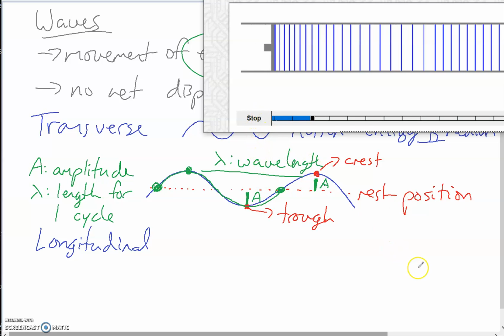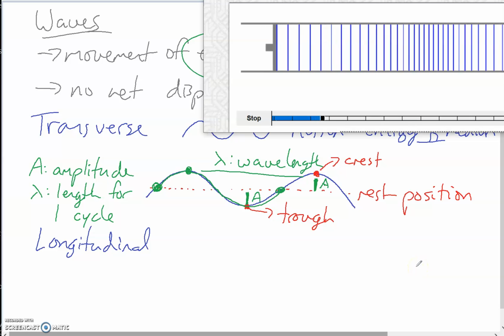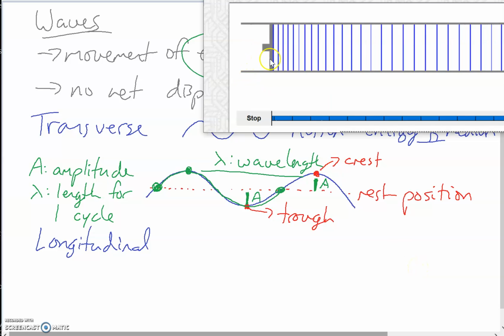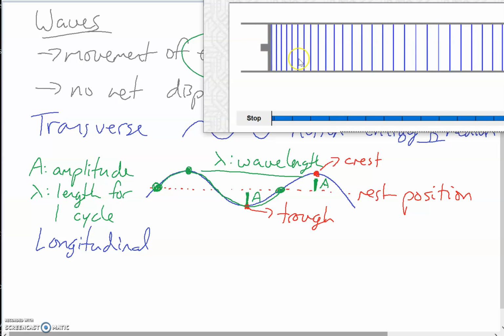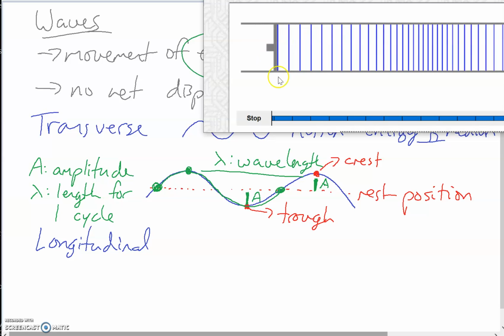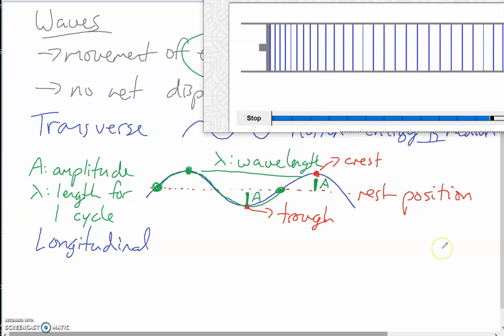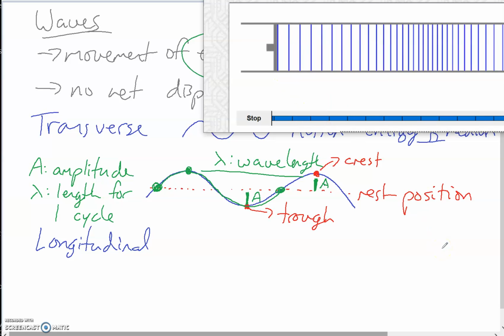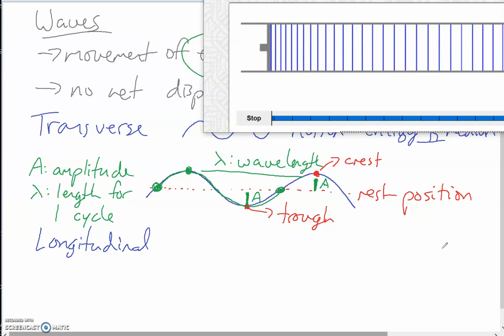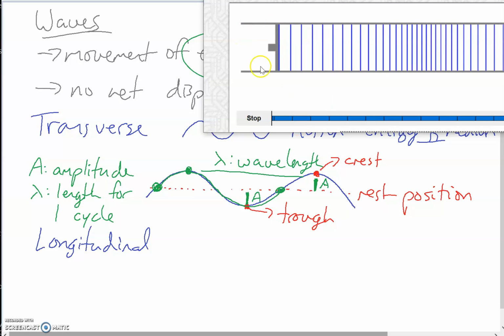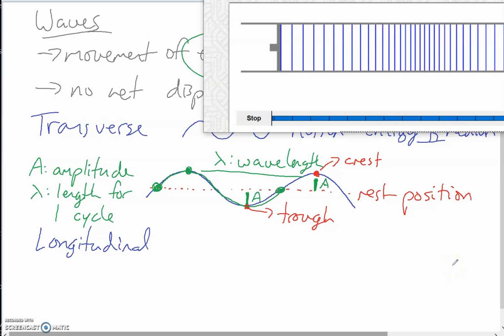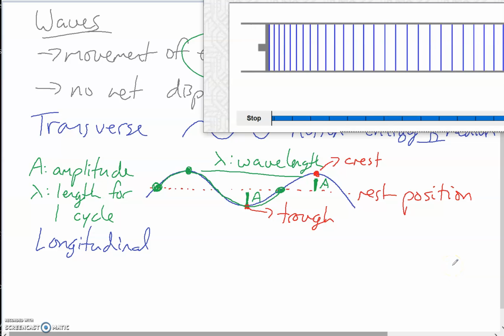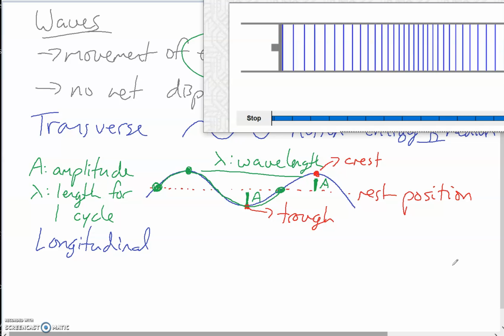There we go. So this is a longitudinal wave, where this thing goes back and forth, and it pushes the material forward and squishes it together, and then it pulls back and spreads it apart. So this is a longitudinal wave. And the most common longitudinal wave you can think of is sound. Just think about a speaker pushing the air back and forth, because that's how sound is made. So this is what a longitudinal wave will look like.